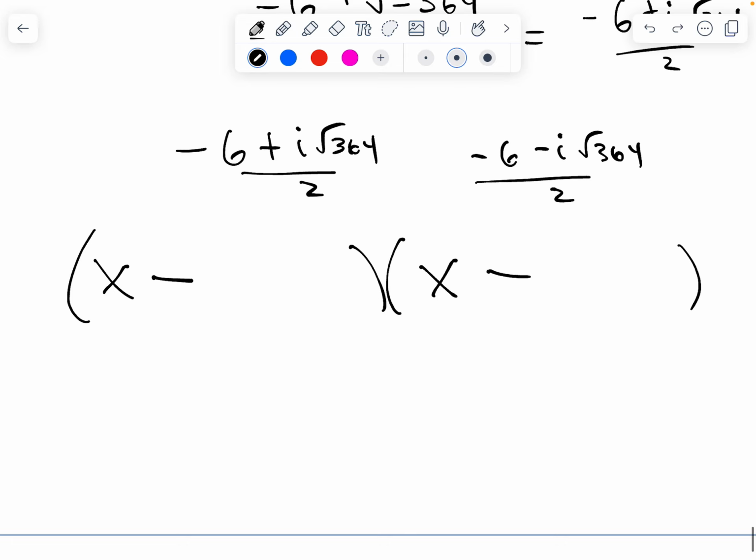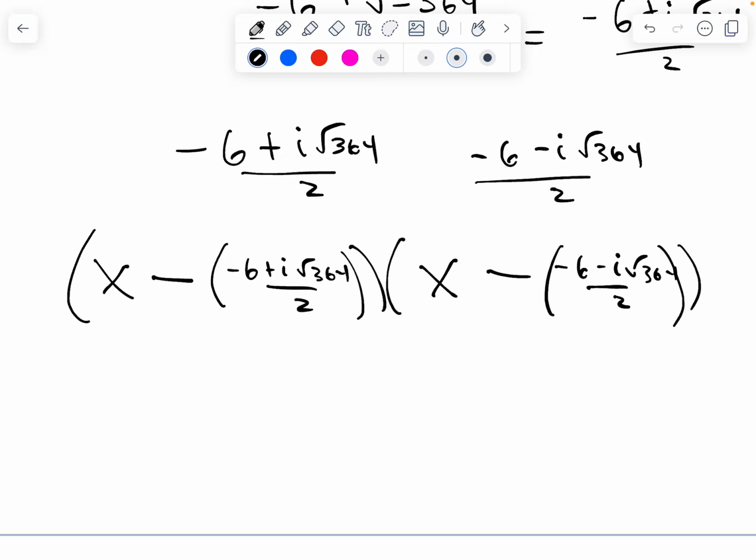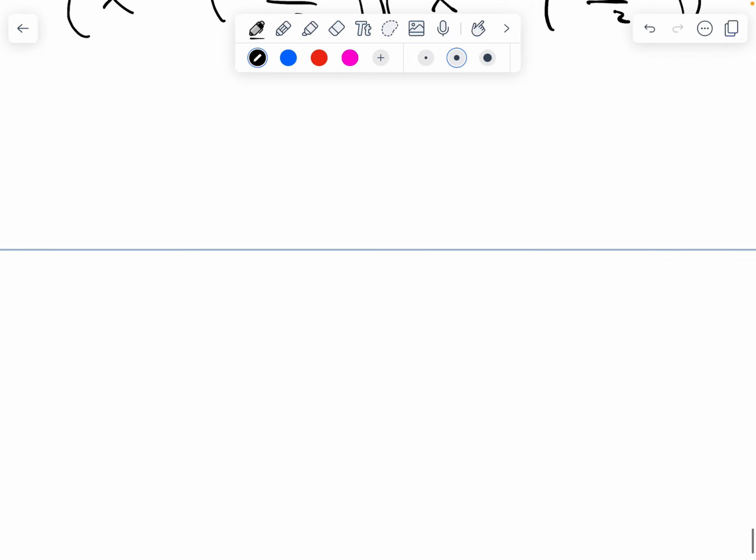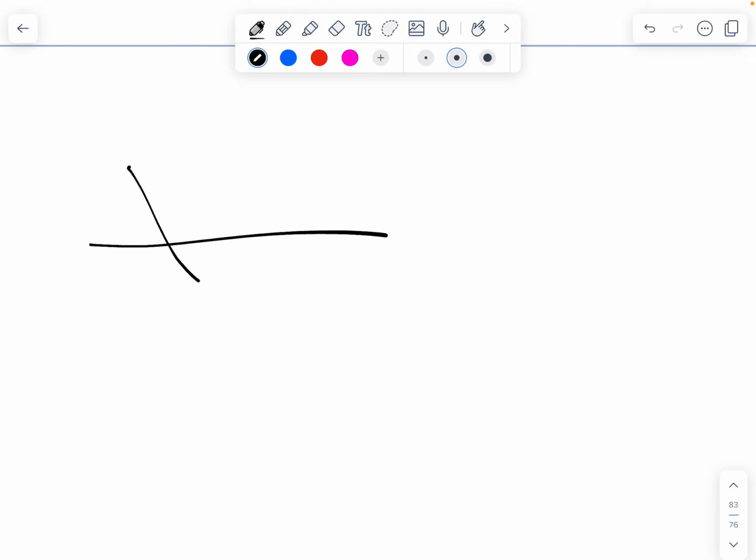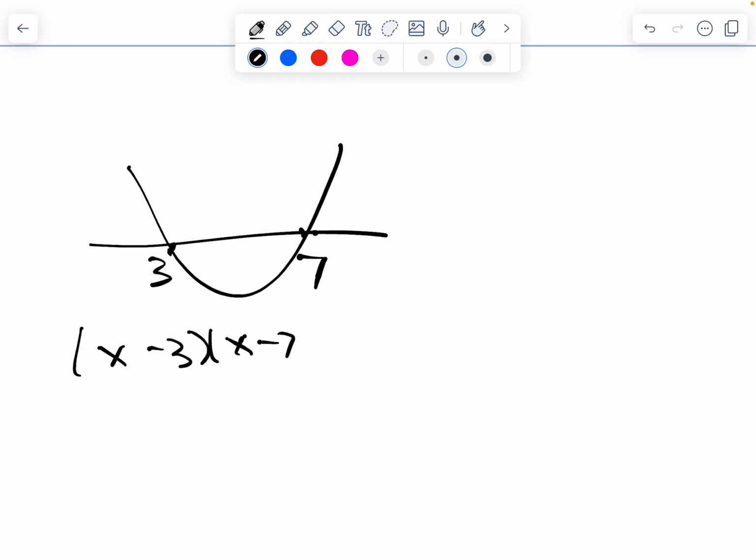And so now we're going to do, in parentheses, both of those things. Negative 6 plus i square root of 364 over 2. And this one is going to be negative 6 minus i square root of 364 over 2. And now you have this equation in factored form. Okay, so everything can be factored, but if it looks like this, and it's like 3 and 7, then the factored form is really nice and happy.